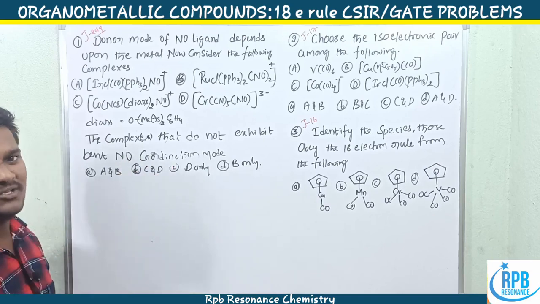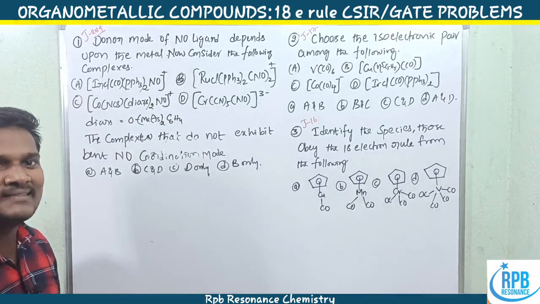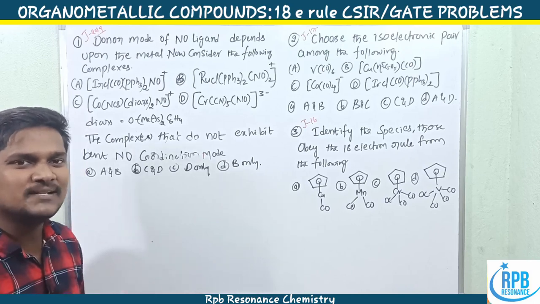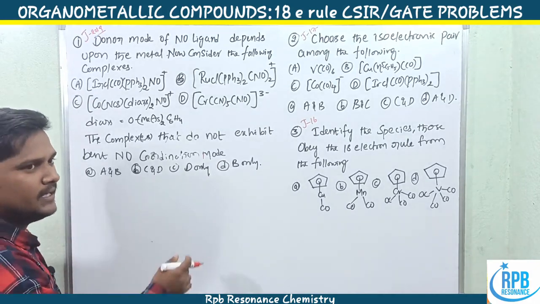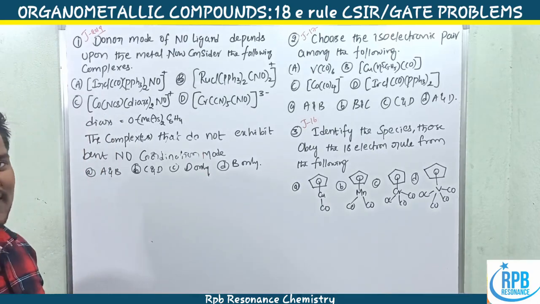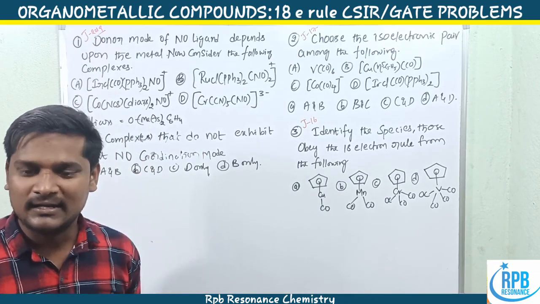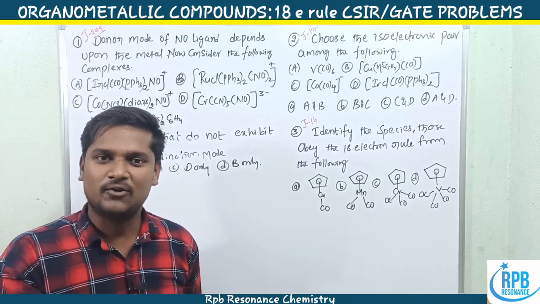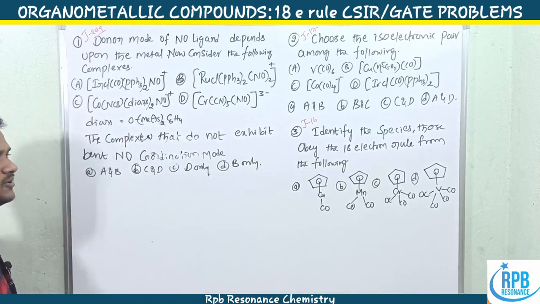bent nitrosyl coordination mode. So among the four, which one does not exhibit the bent coordination mode? The options are: A and B, or B, C and D, or C and D only, or B only. Now we know how to calculate the 18 electron rule. In the case of bent nitrosyl, it is a one electron donor in the neutral method, and linear nitrosyl is a three electron donor in the neutral method, we know that.